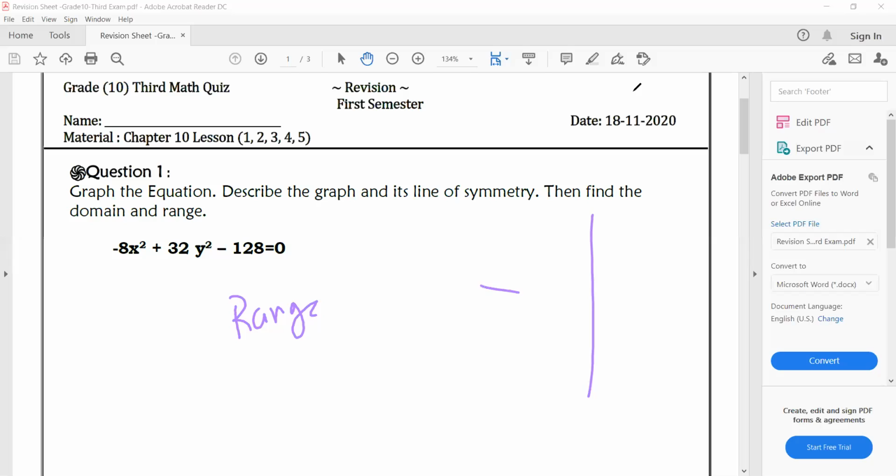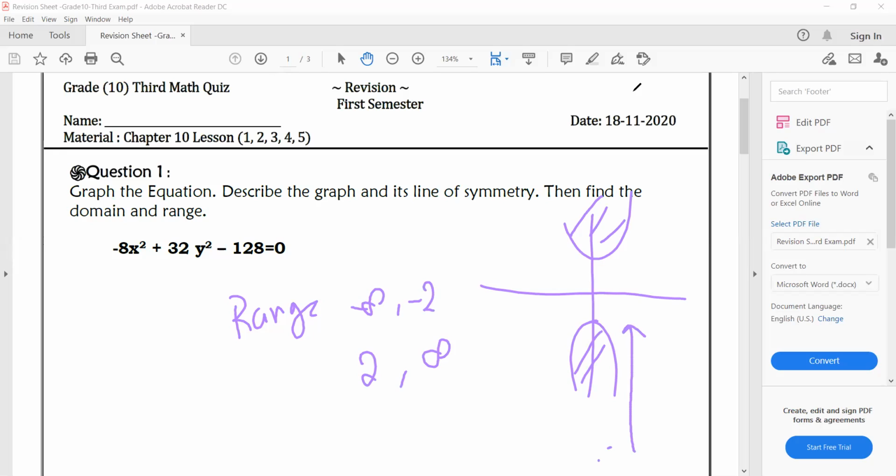Before that, this is the shape. The range here, I'm talking about this area. It's from negative infinity to negative 2, and from 2 to infinity.